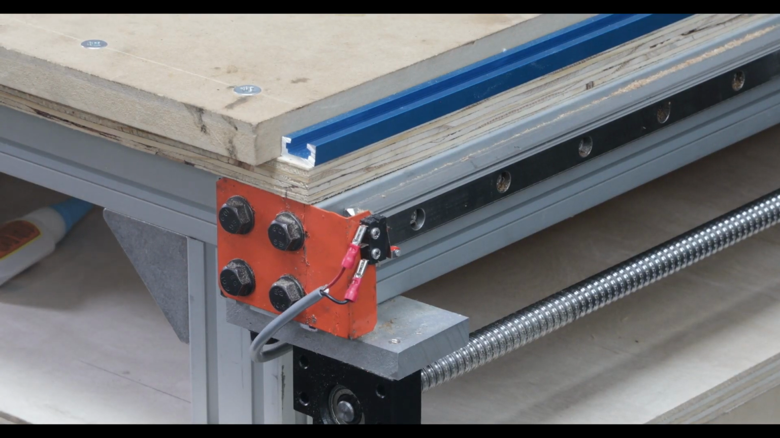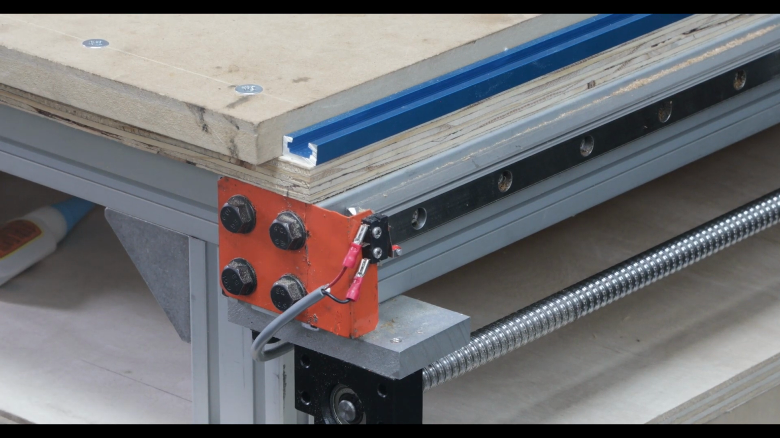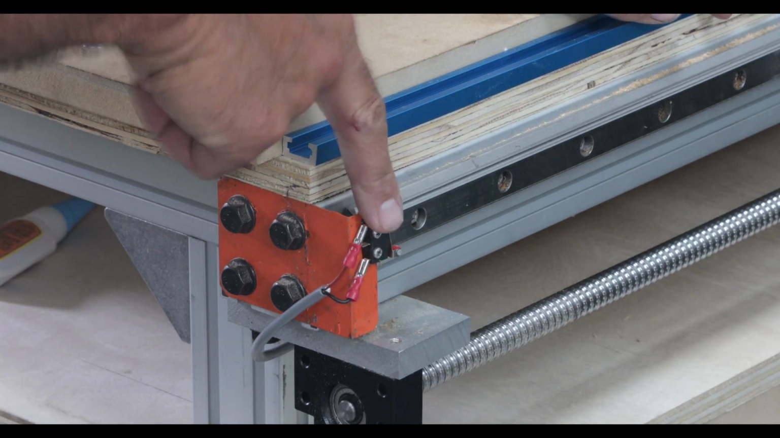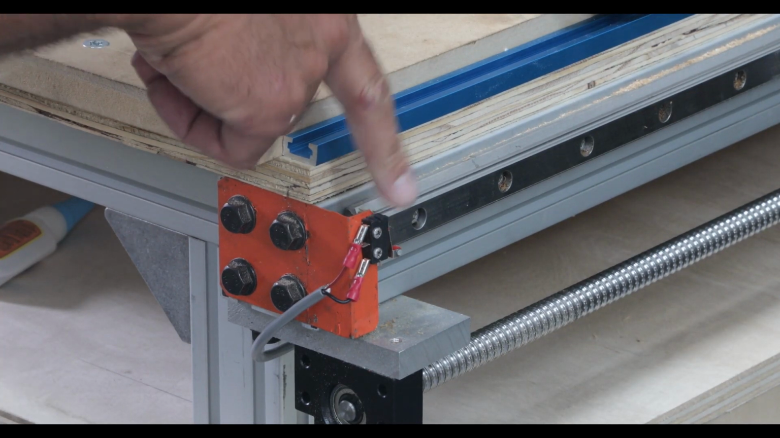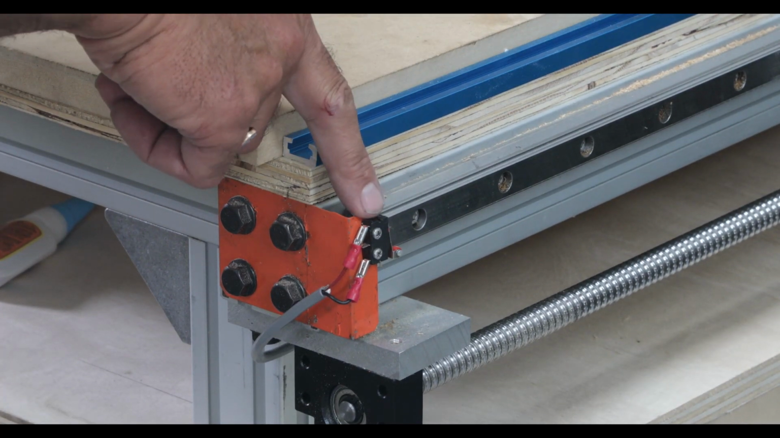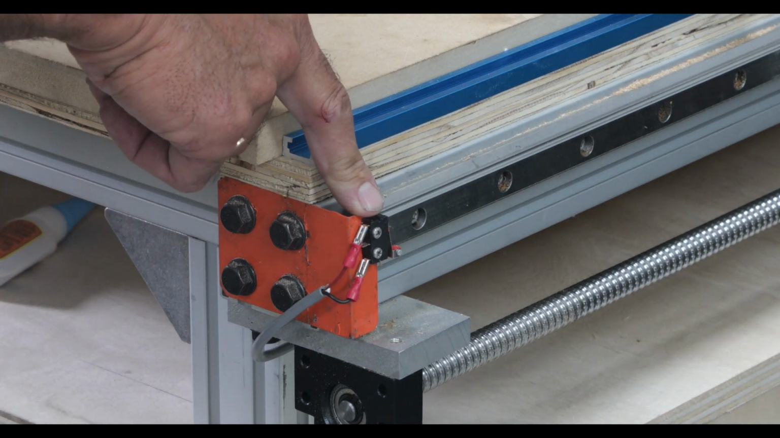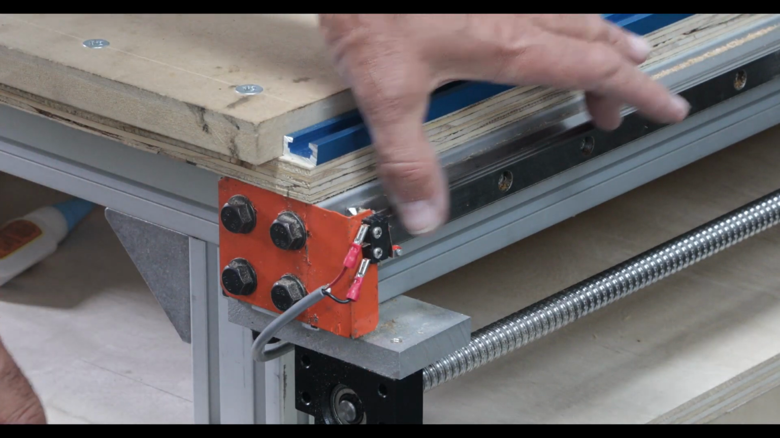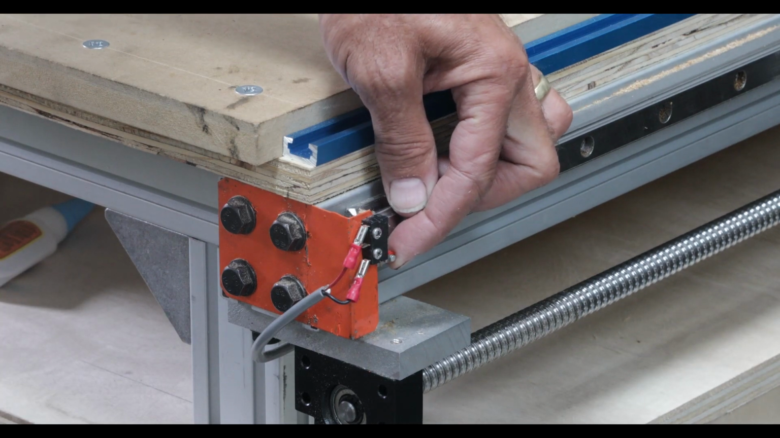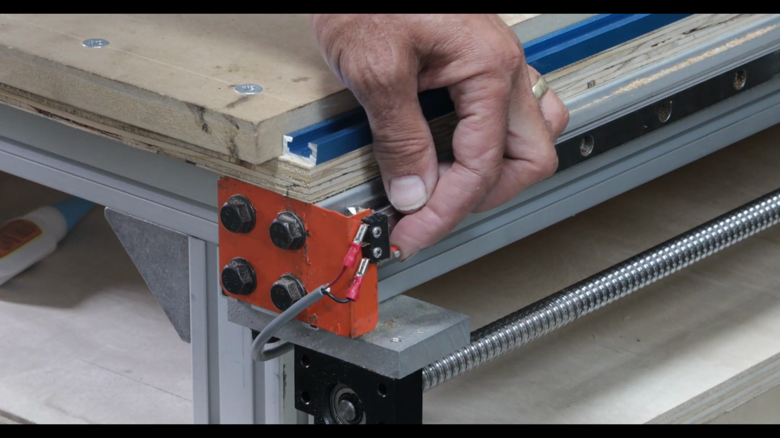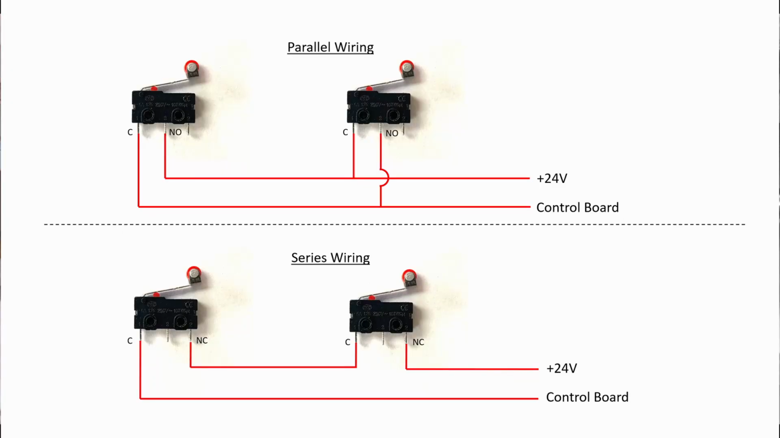The other thing that I included in this build, which I think is critical, and I know there are many CNC machines that don't have them, are these limit switches. These switches sit on both ends of each axis, and anytime the machine travels too far or tries to travel too far, it hits the switch and stops the machine. Now, there are 2 ways of wiring these switches. There is a parallel way and the series way.